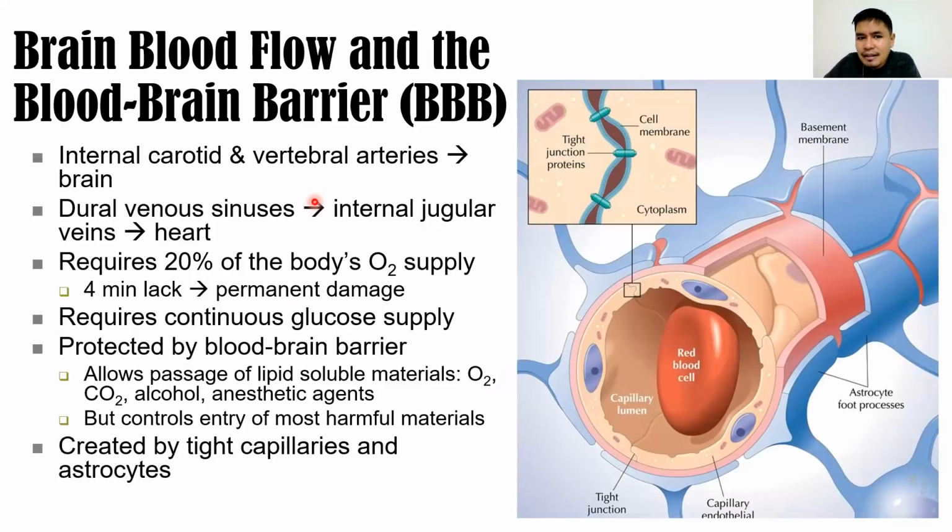What is the blood-brain barrier? It's a barrier between the blood and the brain. Let's get oriented with the picture. This is a capillary, and there is a red blood cell. So, blood, and then it's covered with your astrocytes. And then you could see here the tight junctions.